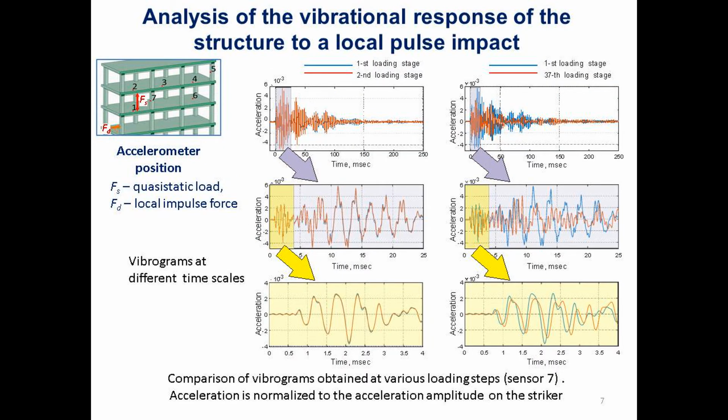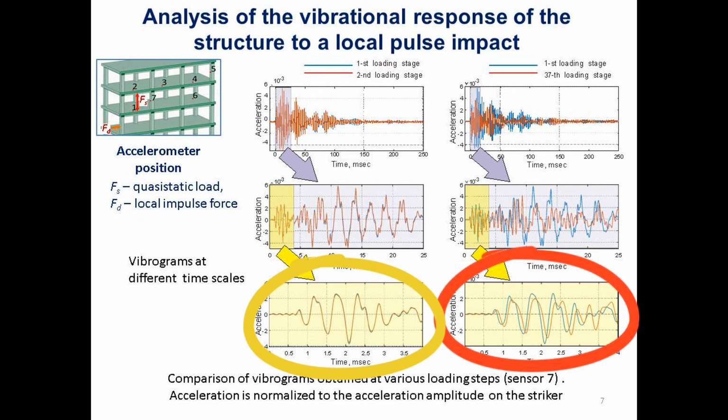Another method used to record structural damages is the vibration diagnostic. After each loading step, structural vibrations were excited, and the acceleration vibrograms were obtained and compared with the vibrograms recorded prior to loading. Here we can see the vibrograms obtained for the sensor number 7 located on the column near the jack. The vibrograms of the first 2 loading steps are almost identical. But vibrograms of the first and the last step are significantly different.